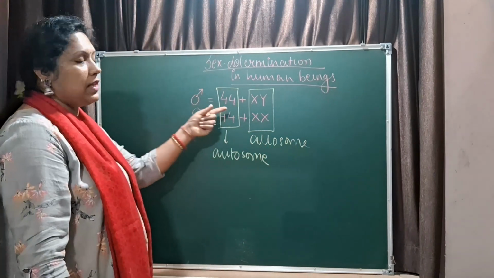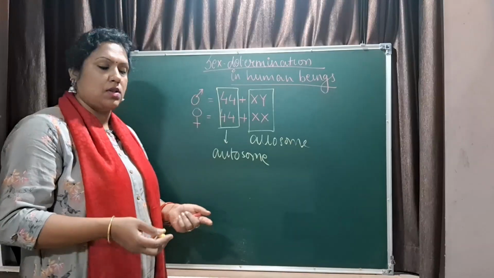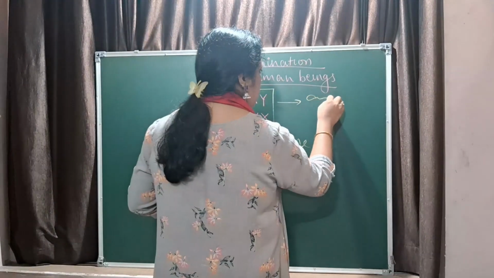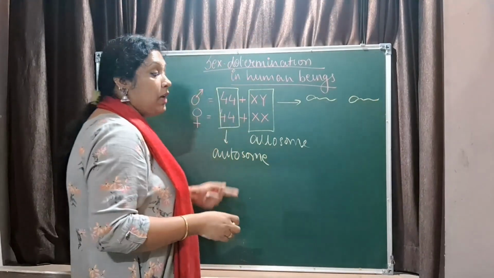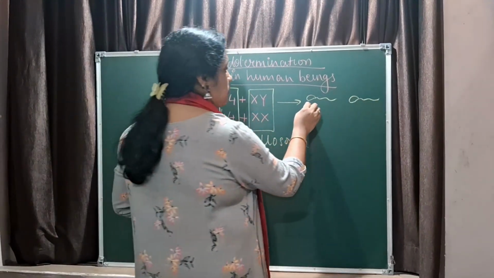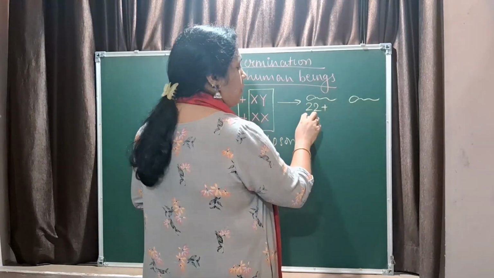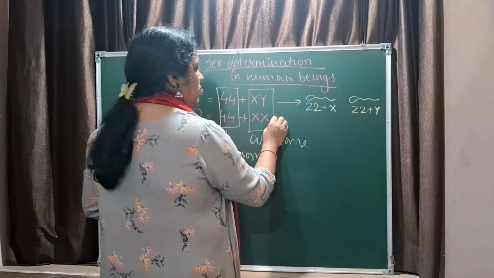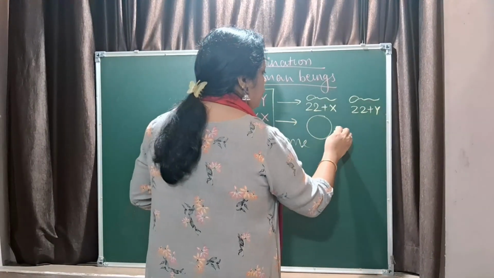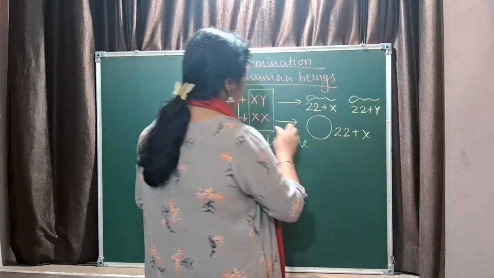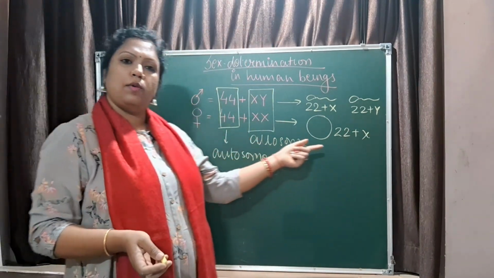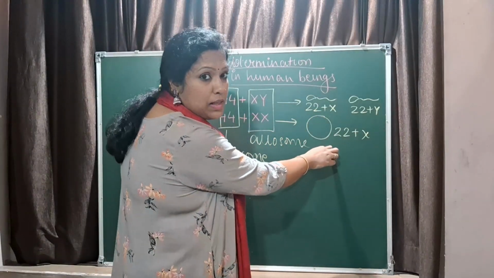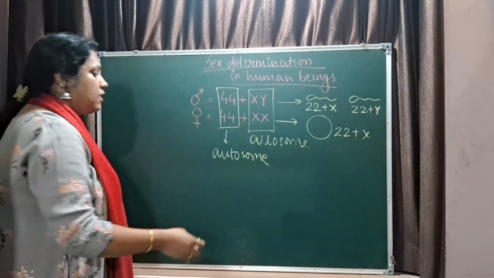Now when the cells of males and females undergo meiosis, they produce gametes. You know that sperm is produced by the males. It is going to produce two types of gametes: one will be 22 plus X, and the other will be 22 plus Y. Similarly, the female is going to produce an ovum which is 22 plus X, because she has only two X chromosomes, so the egg will be of the same kind. Depending upon which sperm fuses with the egg, the gender of the child is determined.